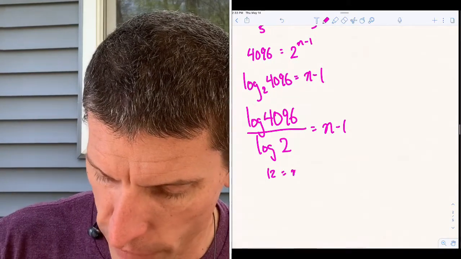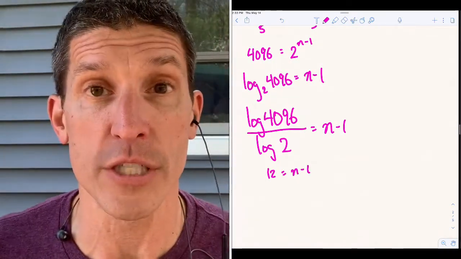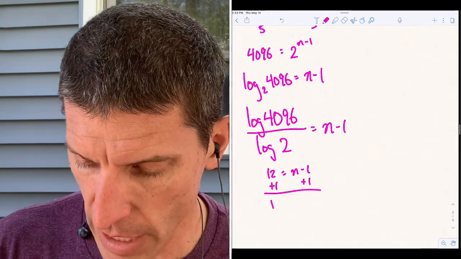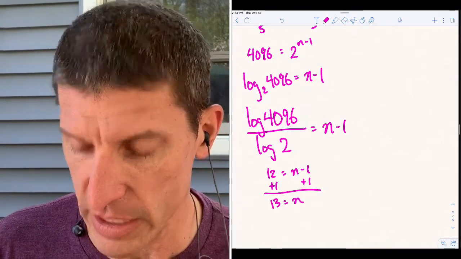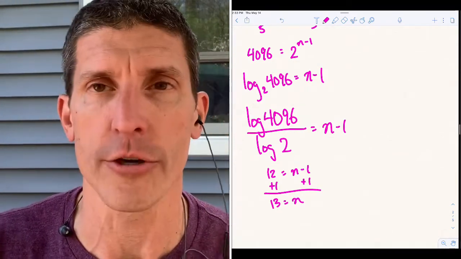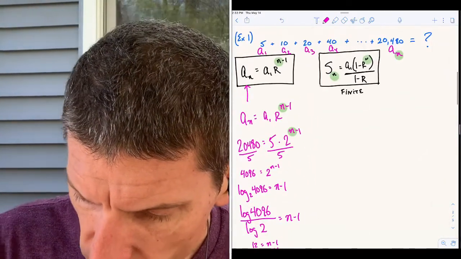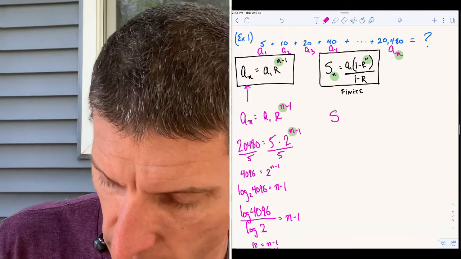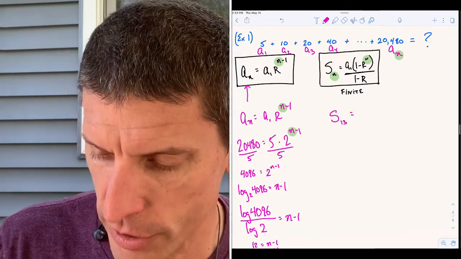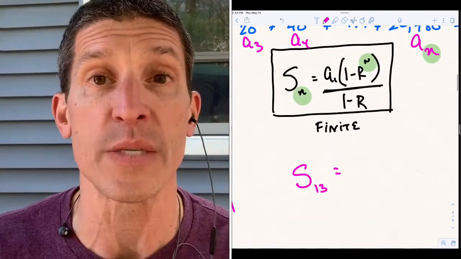So I have 12 is n minus 1. Remember, that was just the change of base formula. Add 1 to both sides. And now, relatively easily, I figured out that n is 13. So now I know there's 13 numbers in this series. I can go back up here, and now I can start to calculate the sum of the first 13 terms, right? Because now I'm really just working on this brand new formula.